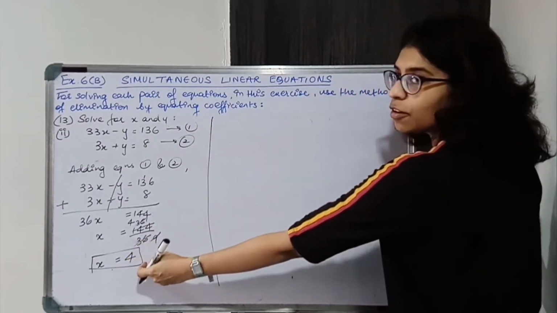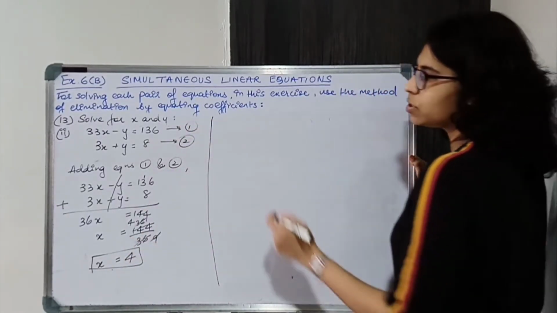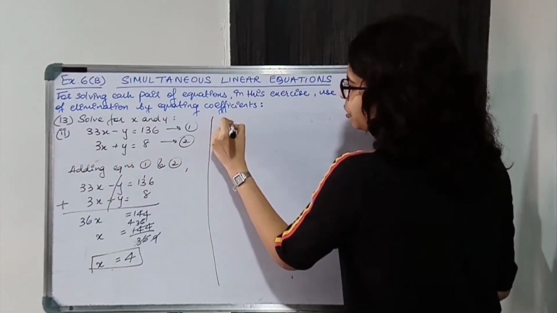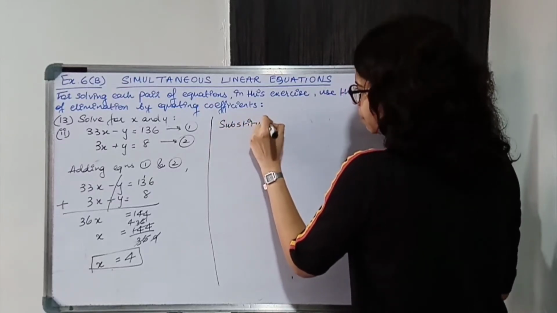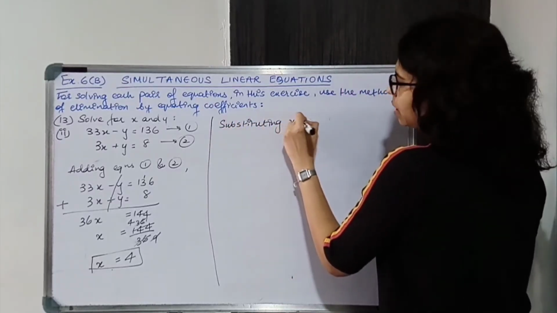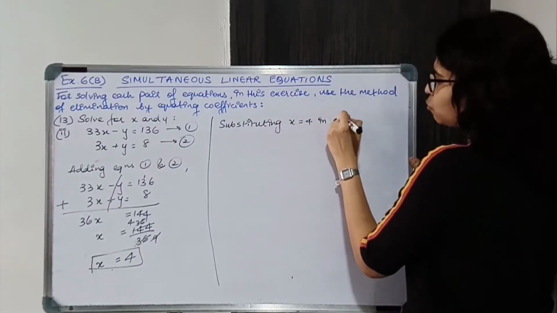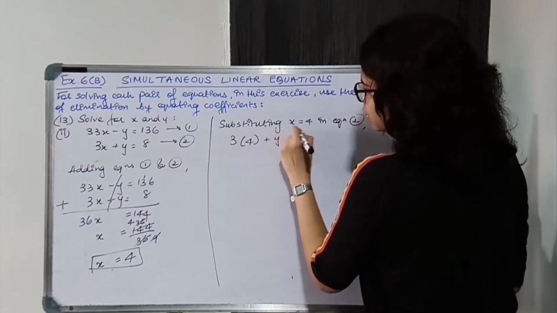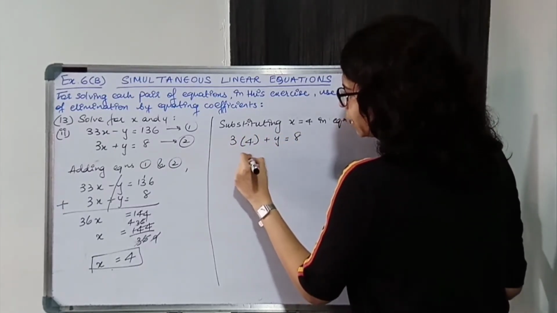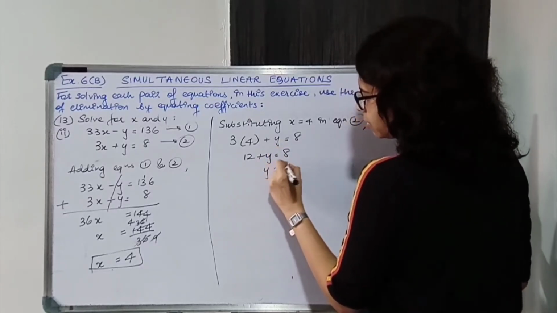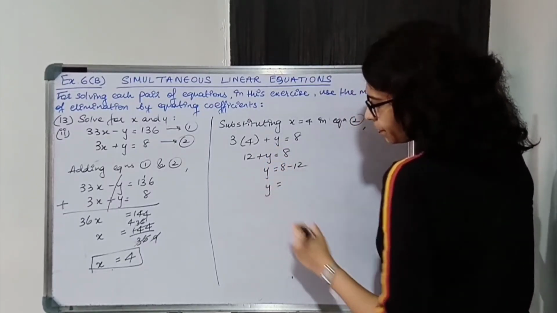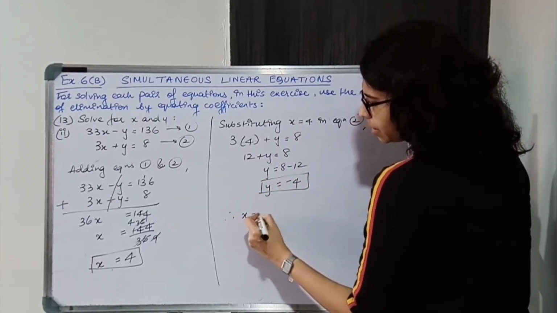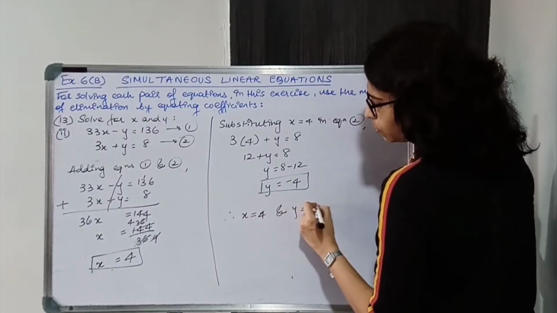So we'll substitute the value of x in either of the given equations. So I'll substitute in 2, easy लग रहा है. So substituting x equal to 4 in equation 2. So 3 into 4 plus y is equal to 8. So 12 plus y is equal to 8. That is 8 minus 12 हो जाएगा. So that gives -4. So write down the final answer. X is equal to 4 and y is equal to -4.